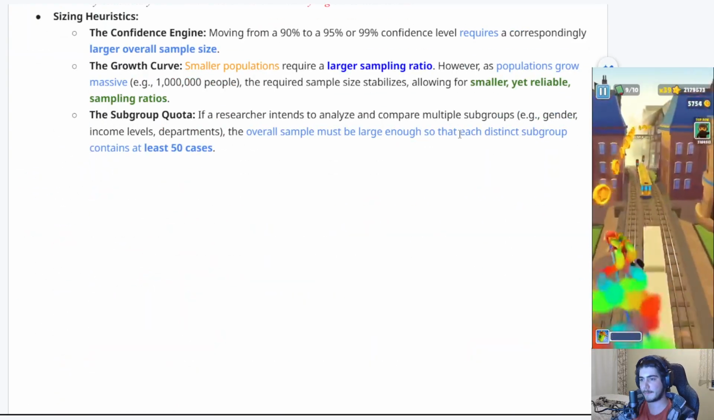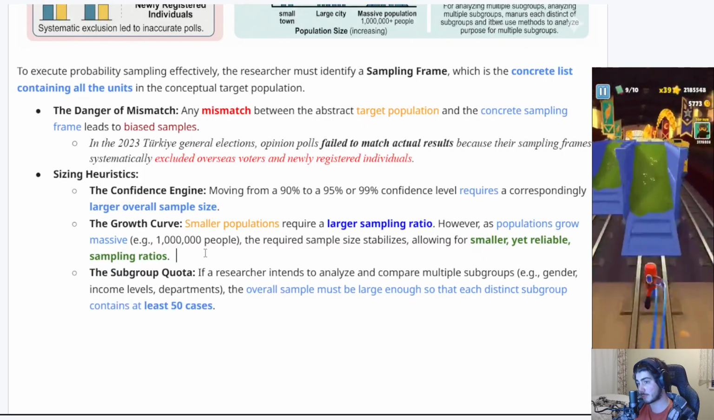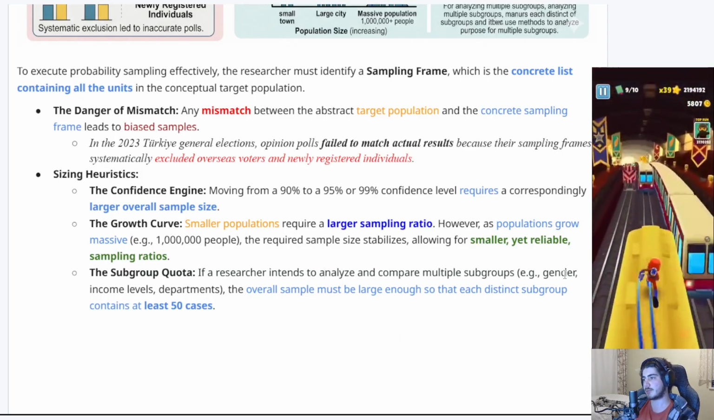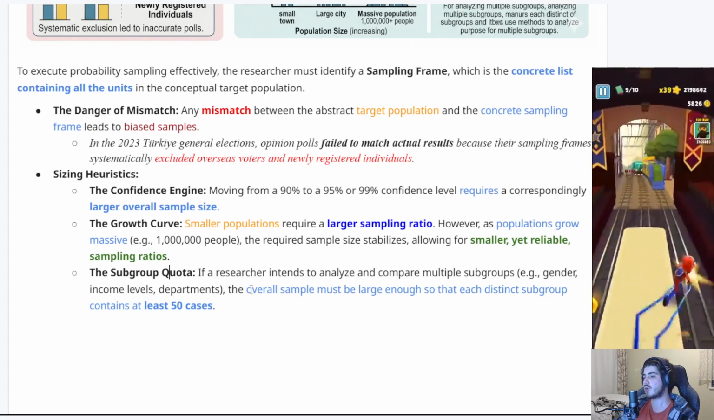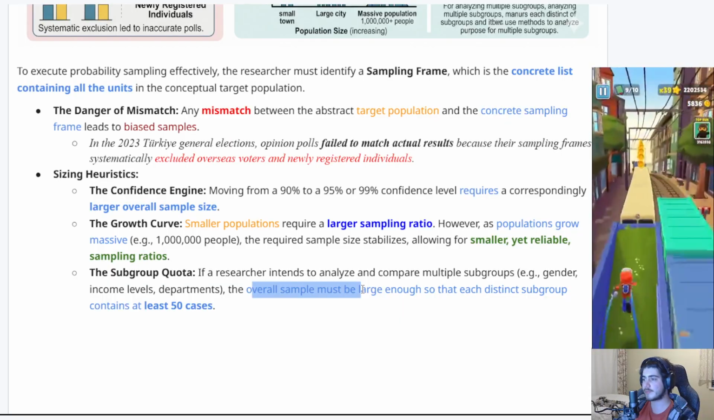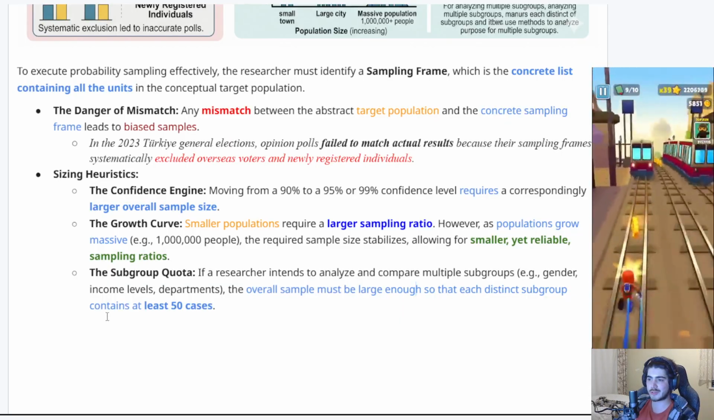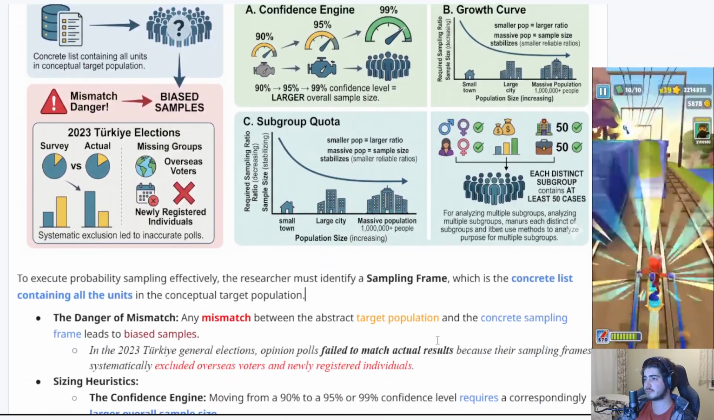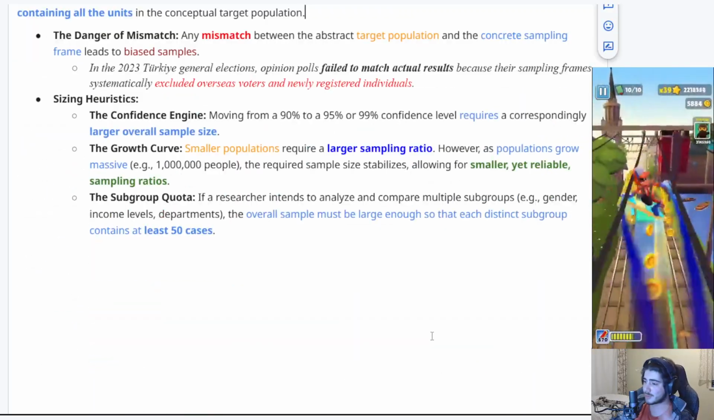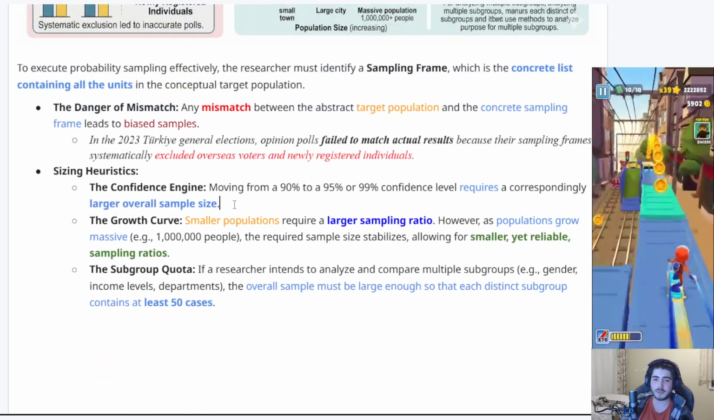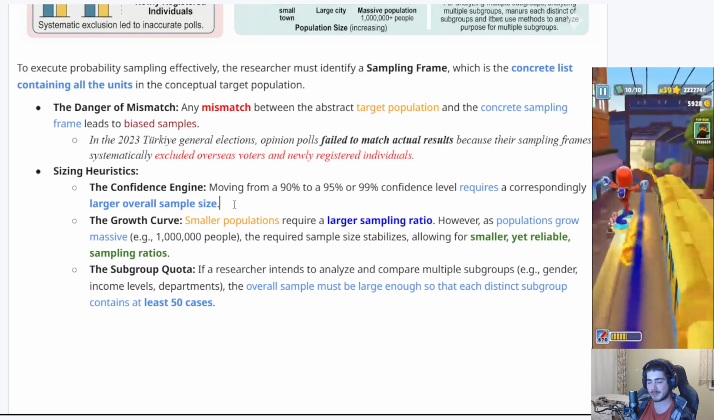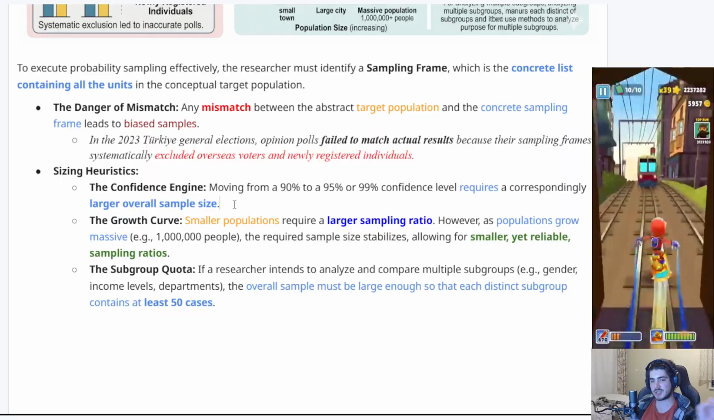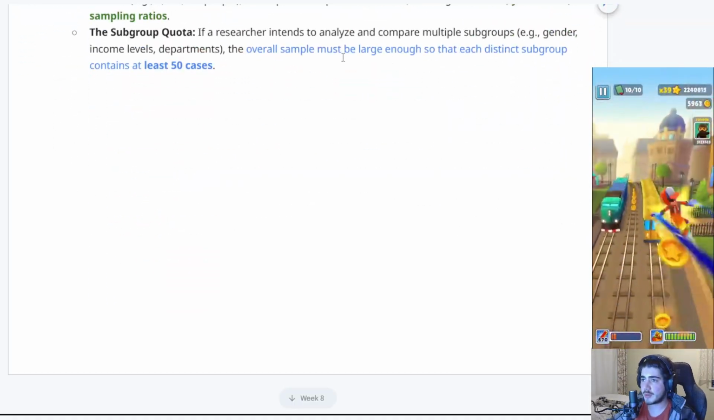It's an oversight. If we look at the subgroup quota, if a researcher intends to analyze and compare multiple subgroups, for example, gender, income levels, departments, the overall sample must be large enough so that each distinct subgroup contains at least 50 cases. Well, 50 is a nice number, I guess. That's why they used it. I'm not really sure why 50, but they say if you are looking at subsets of people, if you've classified them into strata, then you need 50 people from each distinct subgroup. And that was it for week 7.